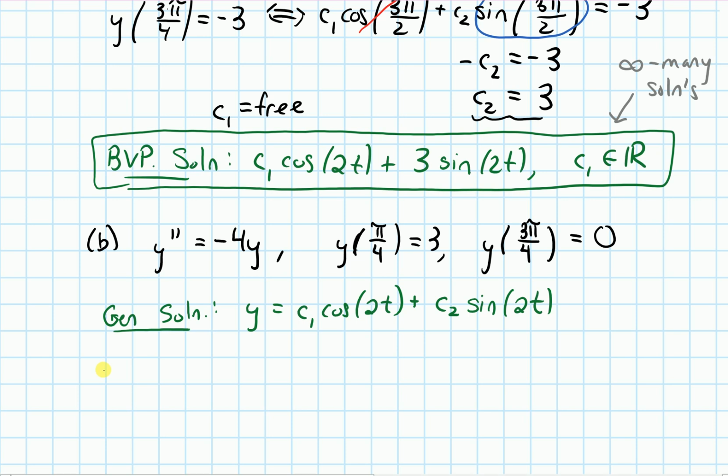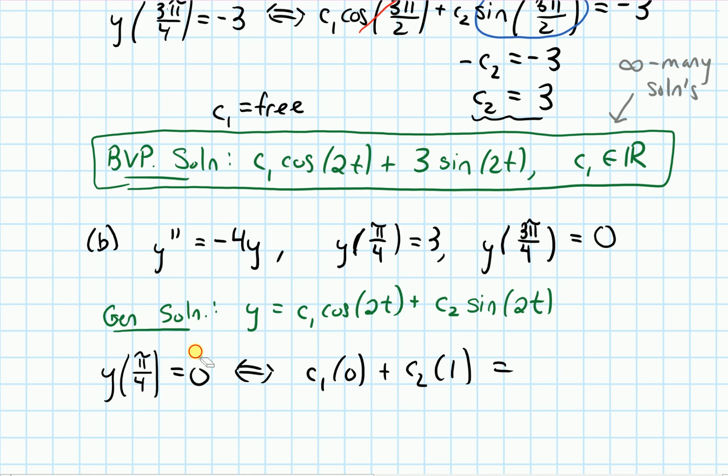So if we look at y of pi over 4 being equal to 0, that is equivalent to, now if we plug in pi over 4 into this, we'll get C1 times 0 plus C2 times 1, so it's the same thing that we got above, and then equals, whoops, I think I miswrote this. This one was supposed to be equal to 3. So this whole thing needs to be equal to 3. So this tells me that C2 is equal to 3.